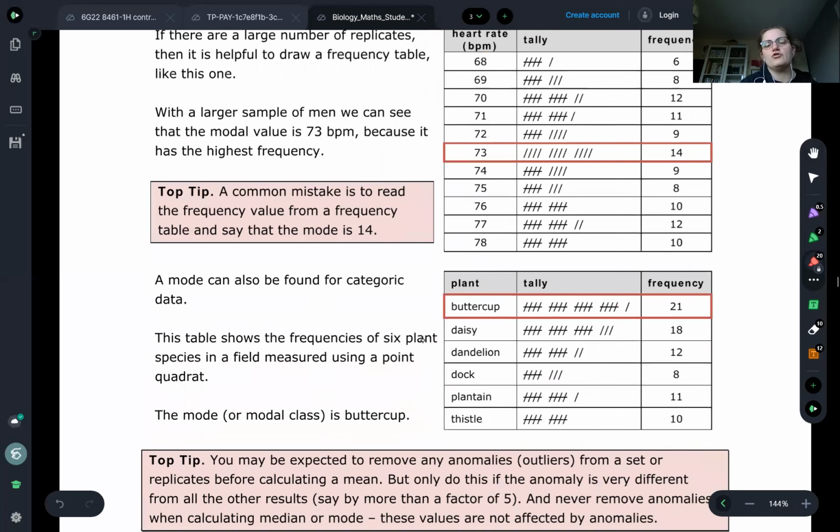Like this, we can also use it for categoric data. If you were going out with a quadrat and surveying a plot of land, and we want to say which type of plant was most abundant on a field, we can use a tally chart or frequency table to find the modal category. In this case, it'll be Buttercup. In this situation it's a modal class, because this is categoric data.